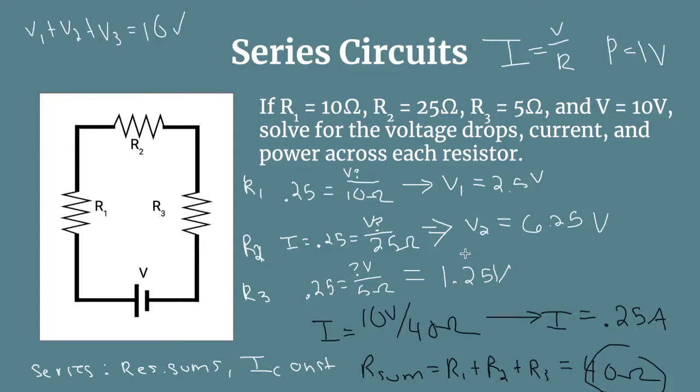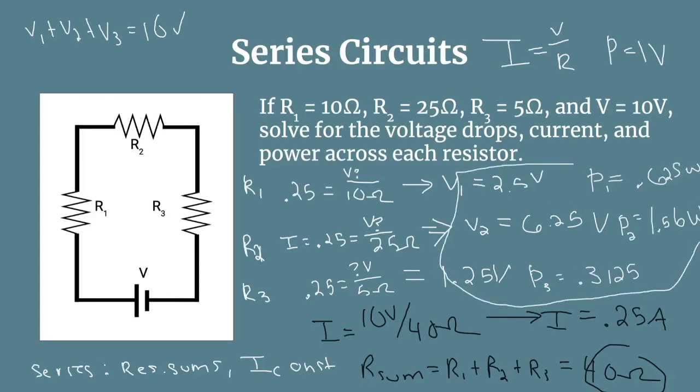Now for finding power, what we want to do is just use P equals IV. So we have the current of 0.25 and the voltage of 2.5, 6.25, and 1.25, and we can find by multiplying 0.25 by each of these their respective powers. So here we have our answers. It's a little bit of a lengthy process, but we are going to come up on a way to make this a lot simpler for ourselves.